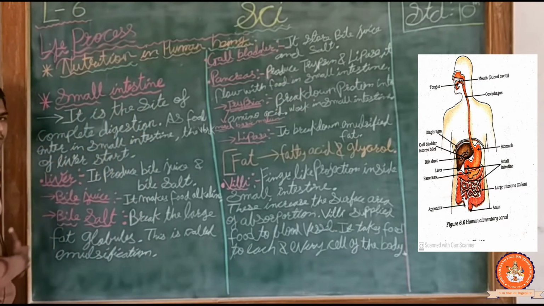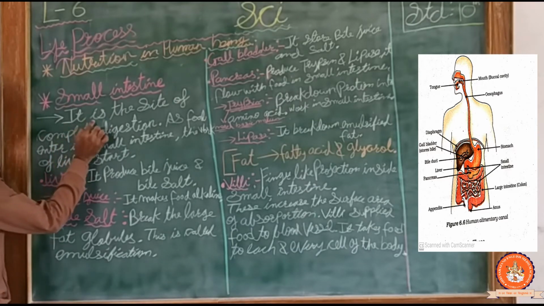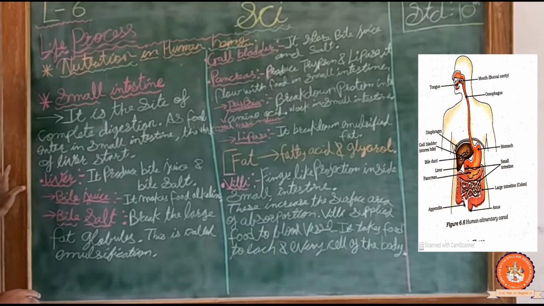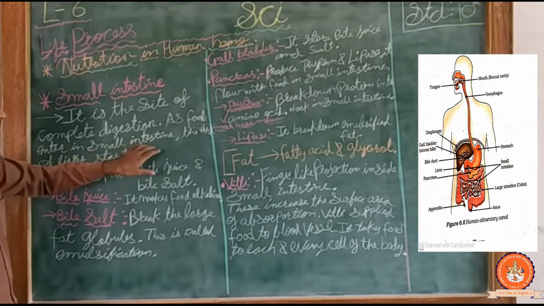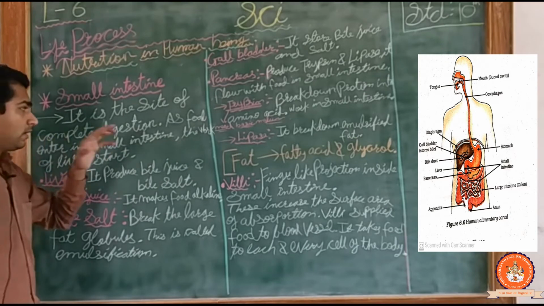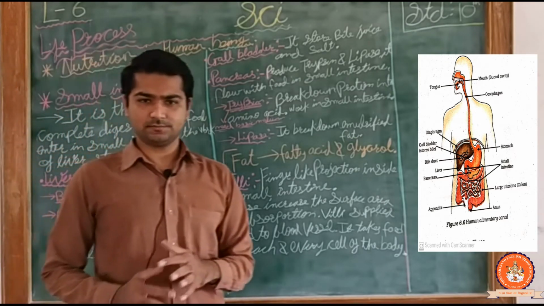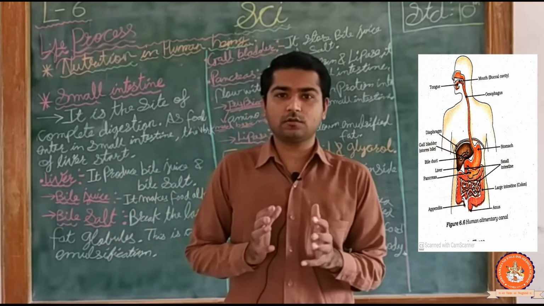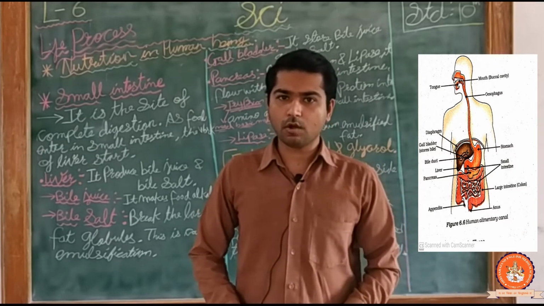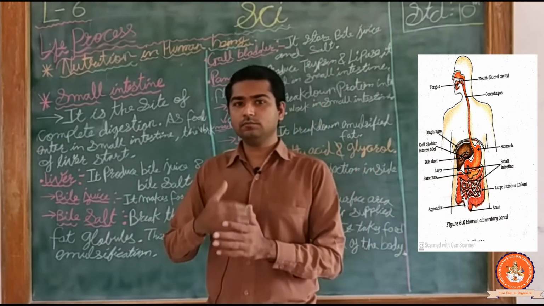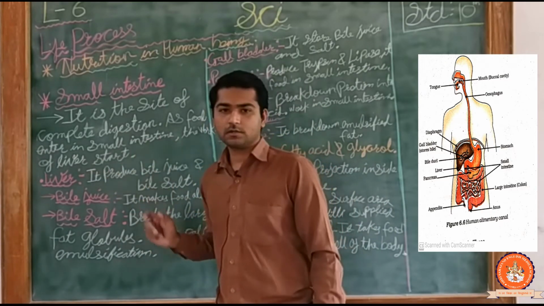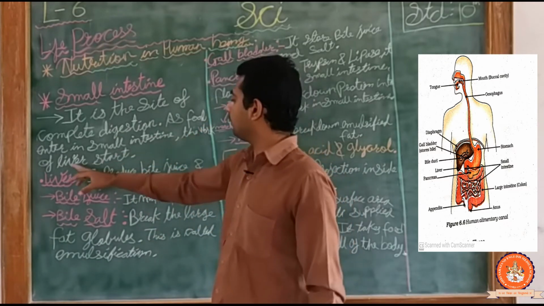Small intestine, which is after your stomach. After the stomach, the food enters into the small intestine. So it is the site of complete digestion. Clear? It is a site, meaning a place, where the total digestion of food occurs. As the food enters the small intestine, the work of the liver starts. Clear? The work of the liver starts.